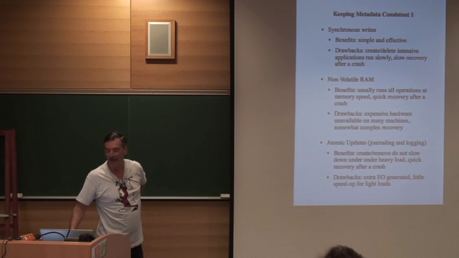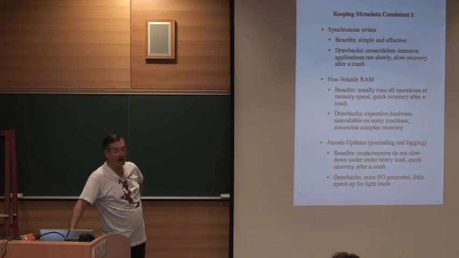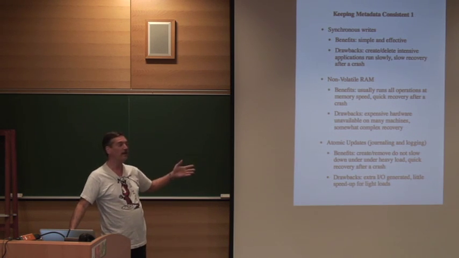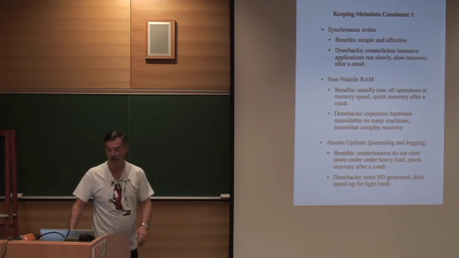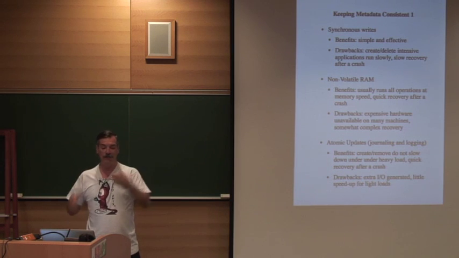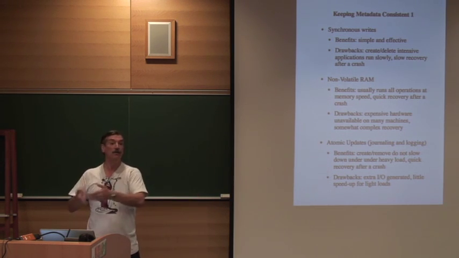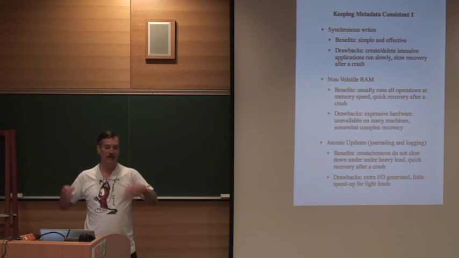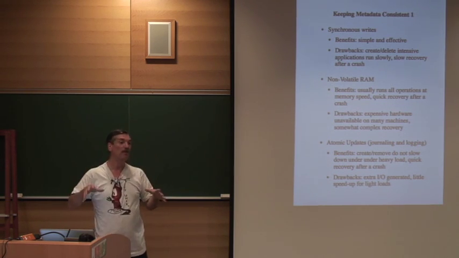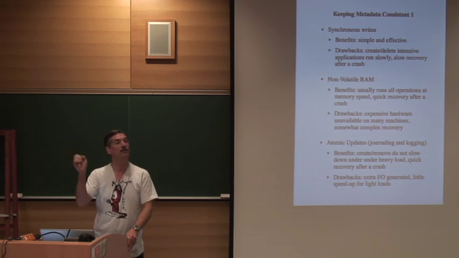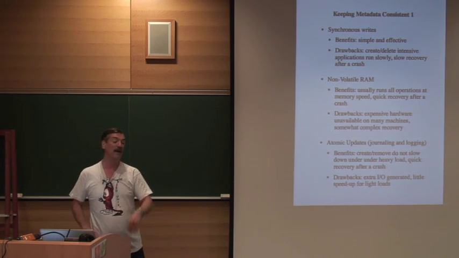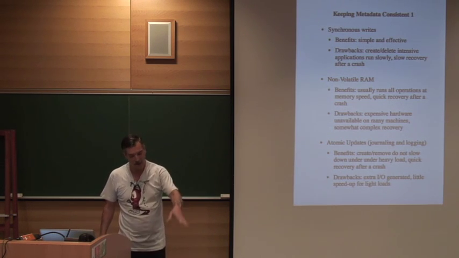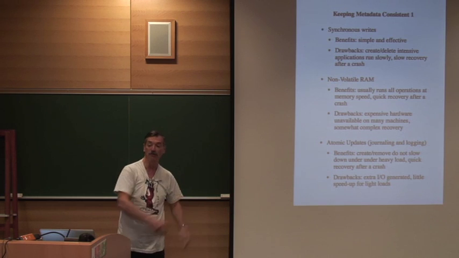OK, so getting back to the topic at hand, what are the various ways of keeping it consistent? Well, historically, the way we did it was synchronous writes. The idea is that if things have to happen in a certain order, then you just do synchronous writes to the disk. Let's say you're removing a directory: you have to remove the directory name and write out the zeroed out directory entry. And then the next step after that is you have to zero out the inode. And so you do that synchronously, and then you put the blocks back on the free list.